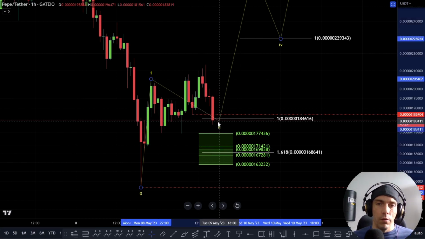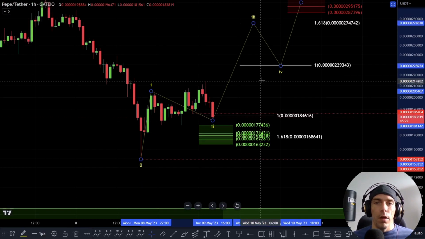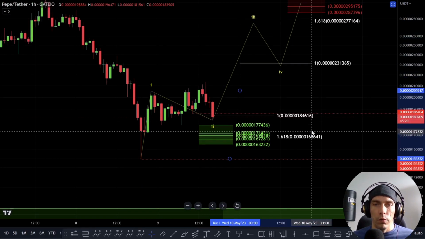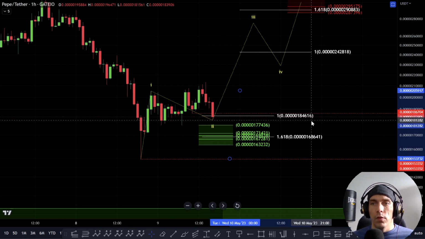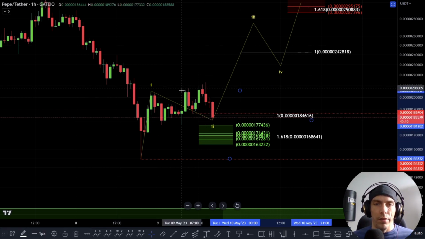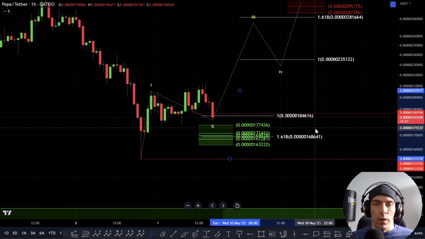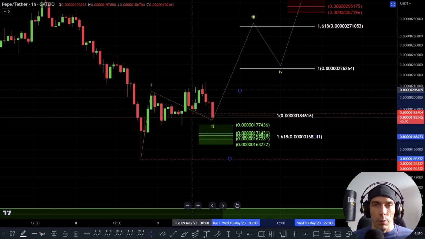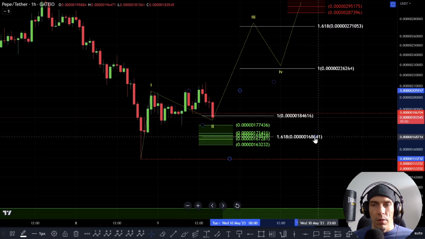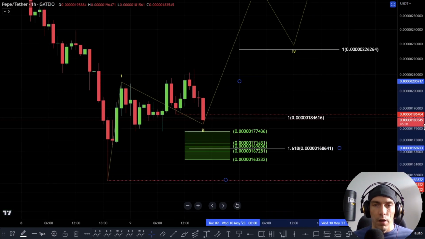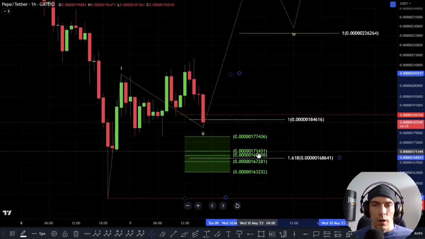So if we see this start to reverse to the upside here, and we either see a move up towards this 1-to-1, which would be here at this 242818, or a bigger move up towards 290883, this could indicate that we have a low in place here as of this corrective move. However, I'm still going to allow for the fact that we could be extending out here, and we could see a move down lower into this area, potentially towards this 618 of this 171431.